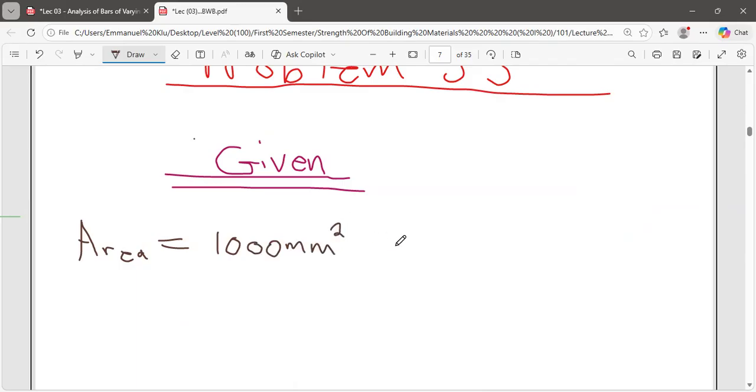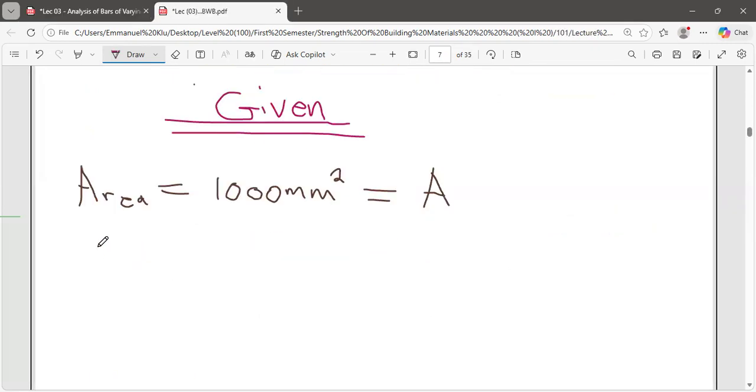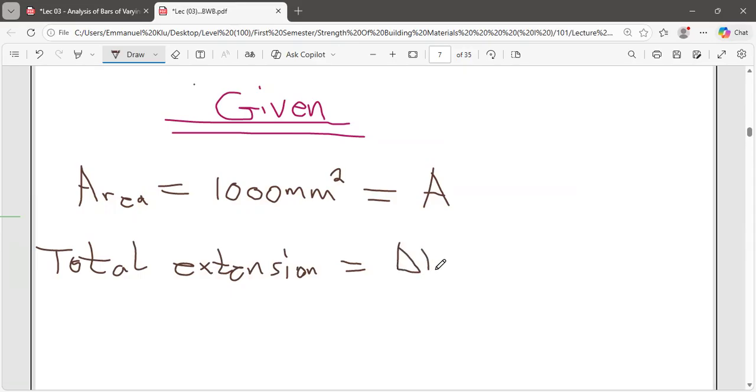1,000 millimeter squared. Okay, and that is our area. Also, what other thing else can we figure out? They say we should calculate the total extension of the bar. The total extension, which we don't know, so we are just going to put the question mark over there. The total extension is also known as the total elongation or total change in length. So I'm going to denote it as this, which is equal to what? We don't know, so we put a question mark over there.